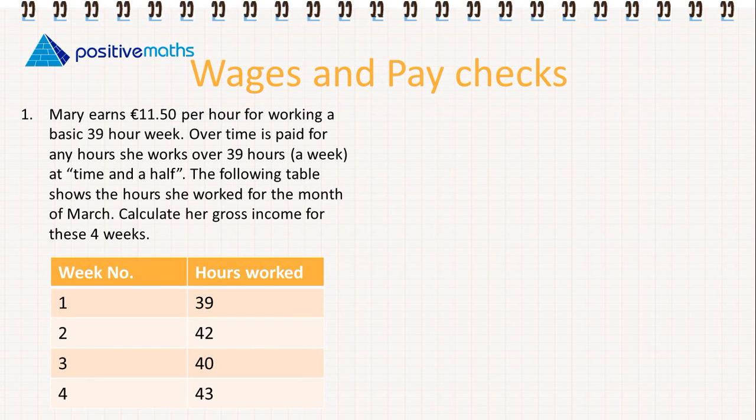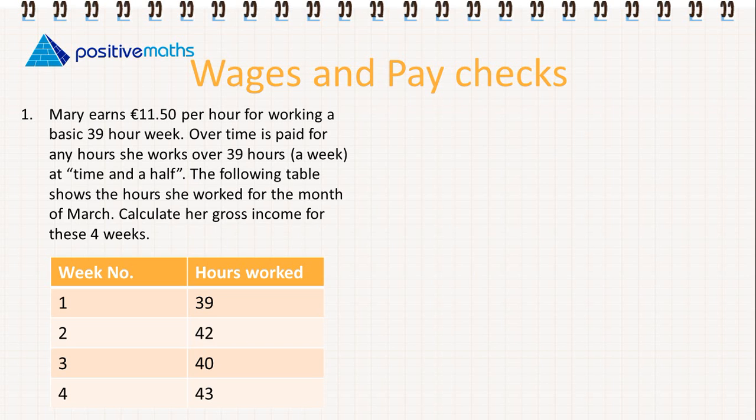So Mary earns $11.50 per hour for working a basic 39-hour week. Overtime is paid for any hours she works over 39 hours a week, at time and a half. The following table shows the hours she worked for the month of March. Calculate her gross income for these 4 weeks.